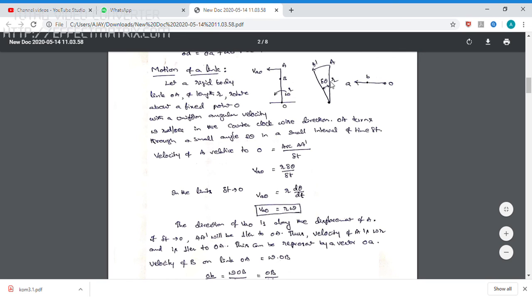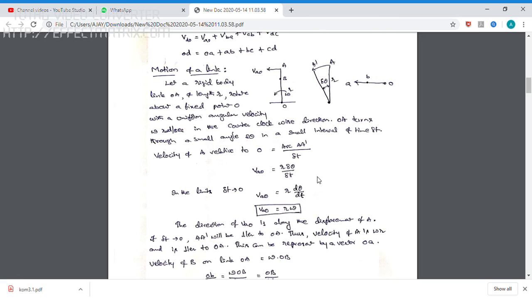You know very well, arc length is nothing but radius into angle. Radius is the length of the element, into how many degrees it is rotated, delta theta, divided by delta t. In the limit as delta t tends to 0, we can write VAO, the velocity of A relative to O, is equal to R d theta by dt. What is d theta by dt? That is omega. We know the formula: V is equal to R omega.